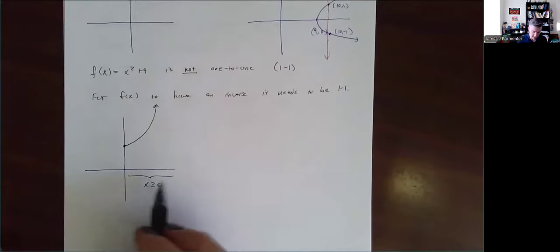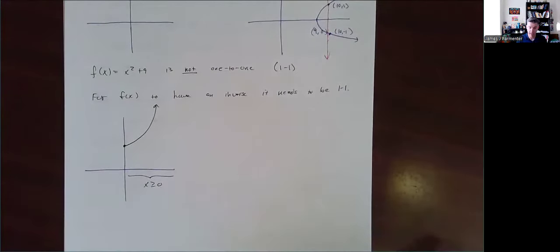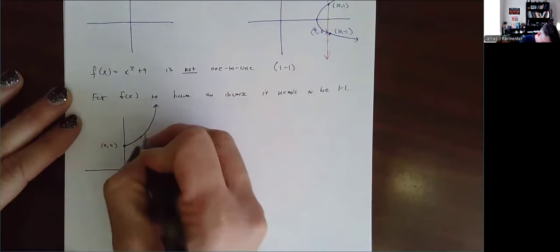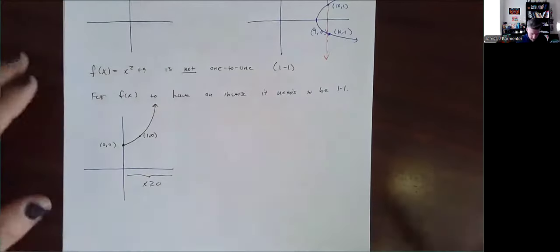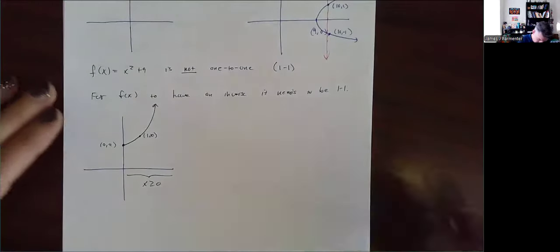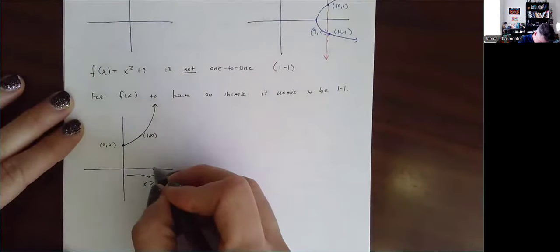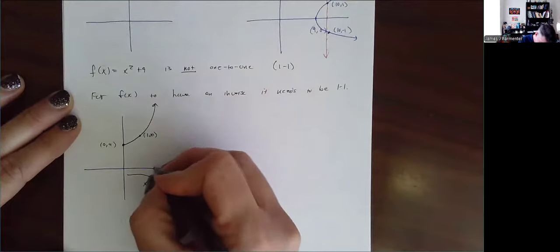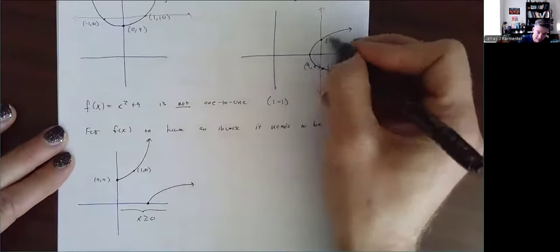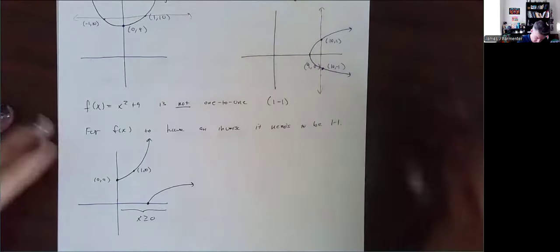Sorry, where x is greater than or equal to 0, and that half is invertible, right? It's 1-to-1. It passes the horizontal line test. It's got the point 0, 9, and the point 1, 10. And if we draw its inverse, well, I'm really just interchanging x and y. So I'm going to get the point 9, 0, and 10, 1, and it's going to look like that. It's going to look like the top half of this rightward opening parabola.